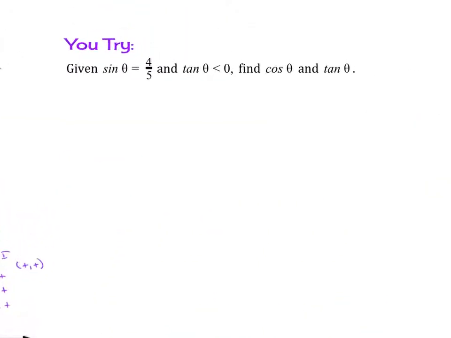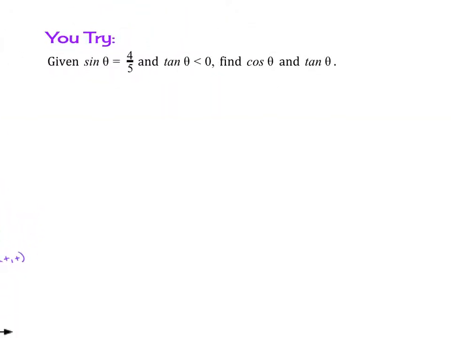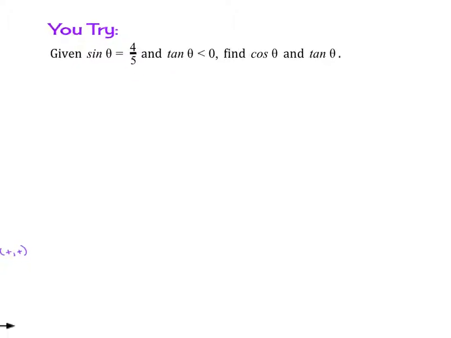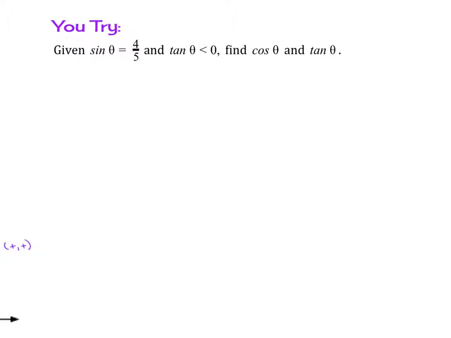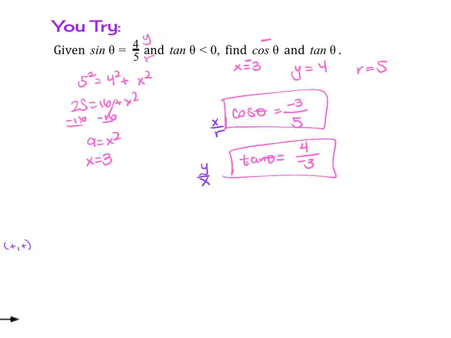So try out this example here. Given sine of theta is 4/5 and tangent of theta is less than 0, find cosine of theta and tangent of theta. If you try this out, you are given sine of theta is y over r, so I set it up and found x is 3. Now because tangent of theta is less than 0, it's negative, I know that my cosine is negative, right? So sine is positive, but cosine is negative. Therefore I know that my x value is negative 3. So cosine of theta is x over r, which is negative 3/5. Tangent of theta is y over x, which is 4 over negative 3.